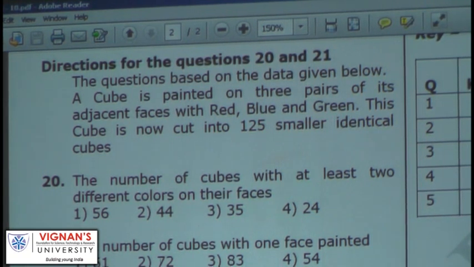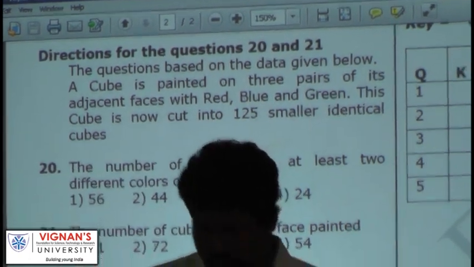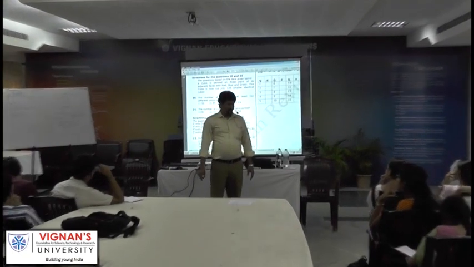A cube is painted on 3 pairs of its adjacent faces with red, blue and green. Let me explain one more time. Earlier it was opposite surfaces with the same color. We had taken red and red, blue and blue, green and green. Now it is adjacent surfaces with the same color. Now it is like this. So this is blue, this is blue. This is red, this is red. This is green and that is green.